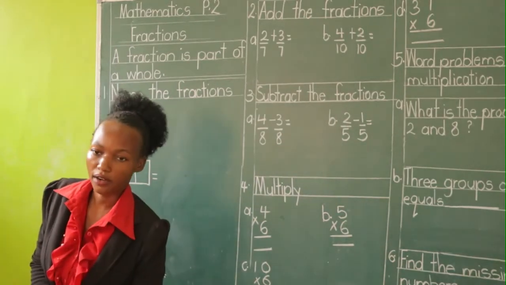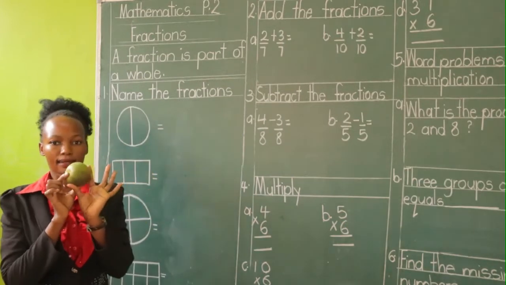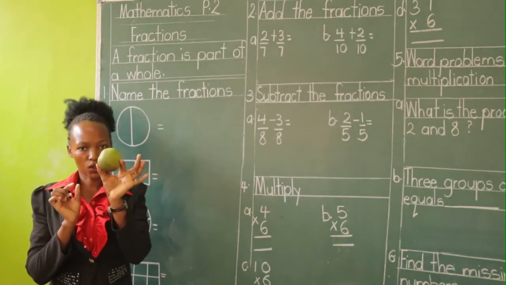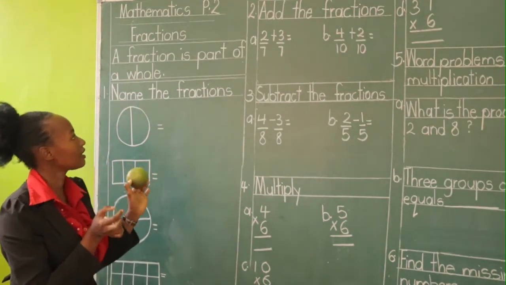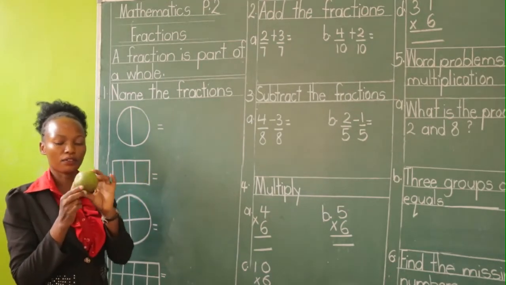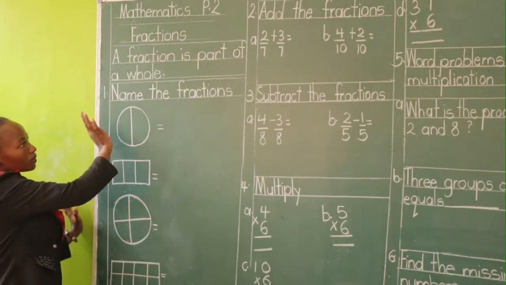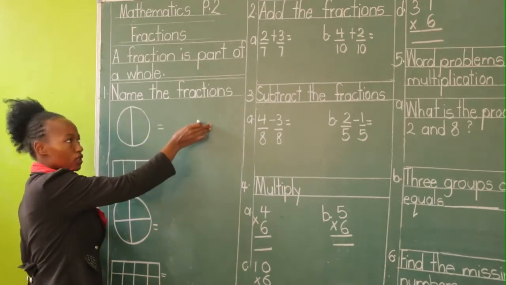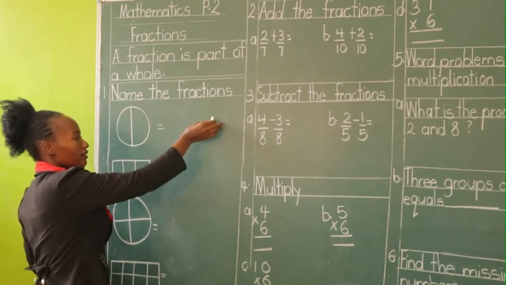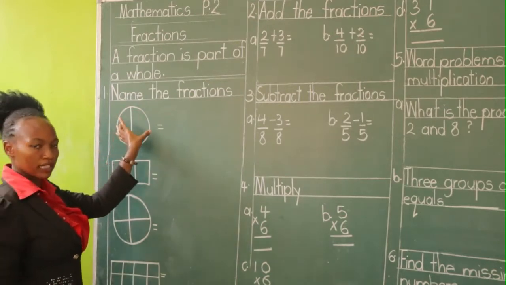When I talk of a whole, like when I hold this, this is a whole, and we are going to look at the fractions, the parts of this whole. Our first one, let's look at naming the fractions. This is our whole.